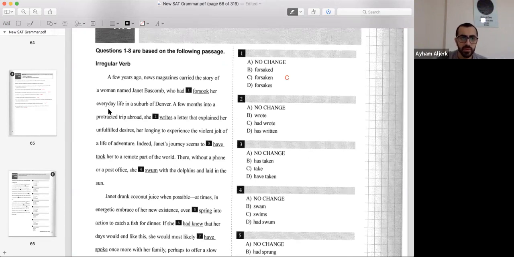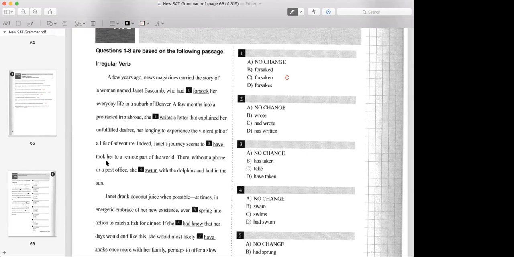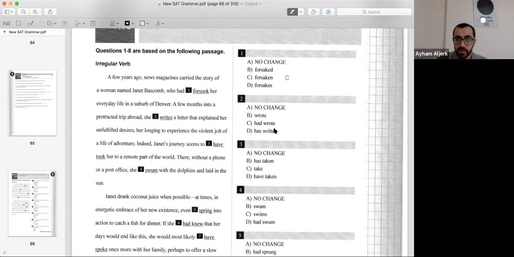A few months into a protracted trip abroad, she writes a letter that explains. So what do you think we should have here? Written. She has had. Okay, has written. So we have she has written, so this is present perfect. Or we say she had wrote. Is C correct? No. Okay, what should we have if we have C? To be correct, she had written. All right, so C is incorrect.